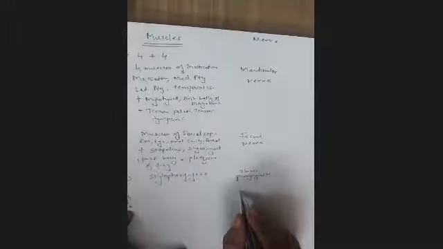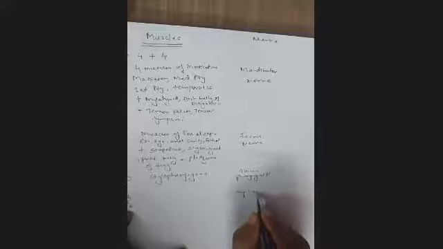Okay. The fourth and the sixth arch, they give rise especially to the muscles of the pharynx and larynx. Okay. But the fourth arch nerve is superior laryngeal nerve, and sixth arch nerve is recurrent laryngeal nerve. So all the muscles of the larynx, okay, they develop mainly from the sixth arch.